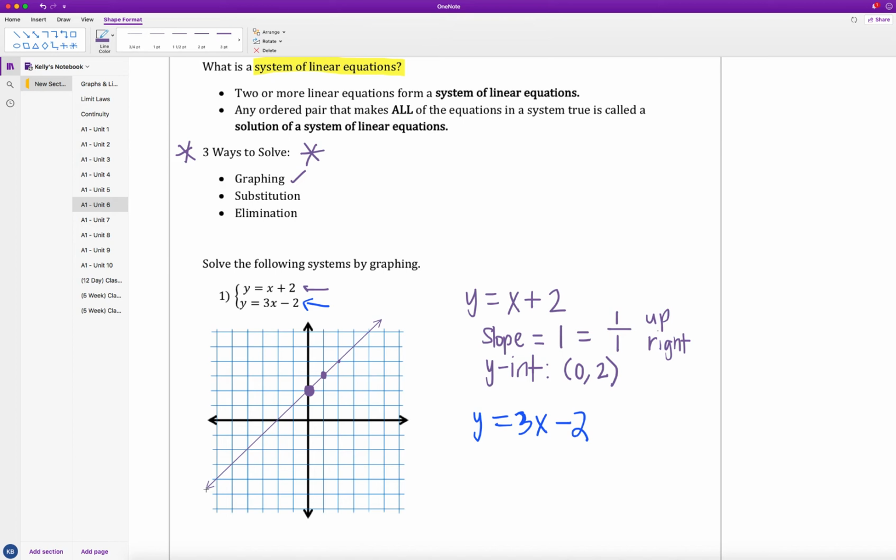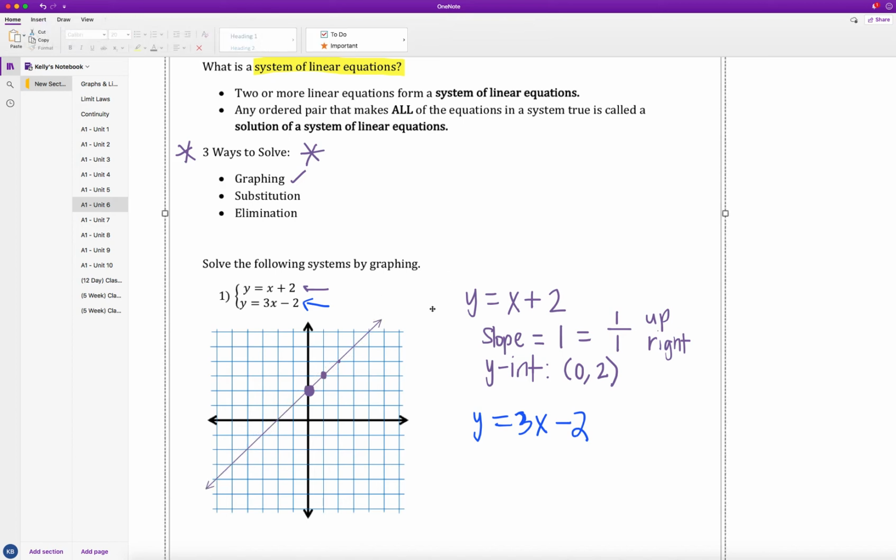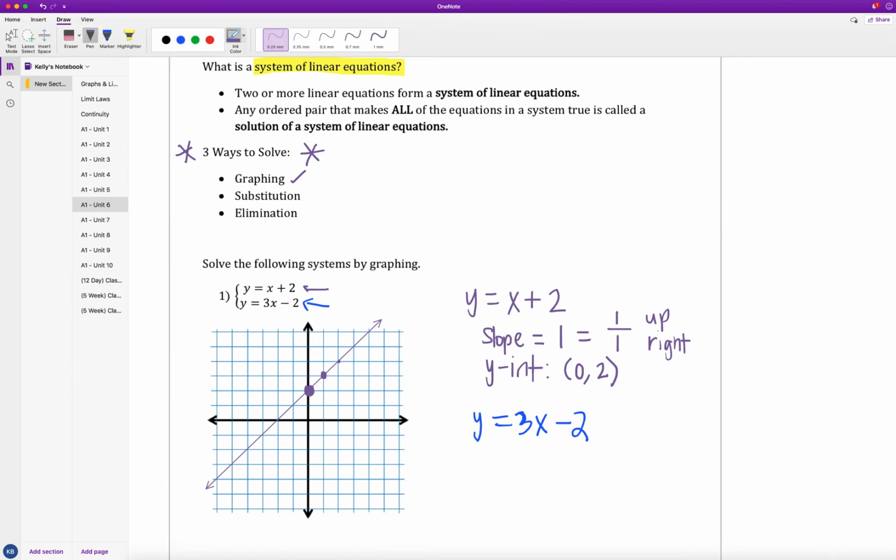You'll notice that I'm stretching this line across the entire coordinate plane. We want to do that so that we can see where these two lines intersect. If I draw just a tiny little line, I might not find the place where the blue line is going to intersect the purple line. So we want to make sure that we're drawing this across our entire coordinate plane.